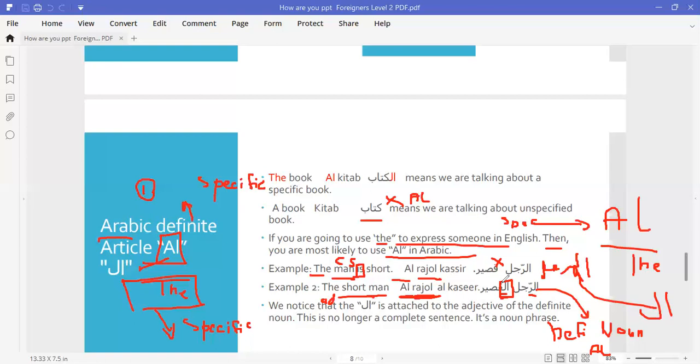So the Arabic definite article is al, which means in English "the". It means you are going to specify something. For example, you say book. Book here is unspecific; book is kitab. If you want to specify, you say al-kitab. So when you say al-kitab, the noun becomes a definite noun, a specific noun.